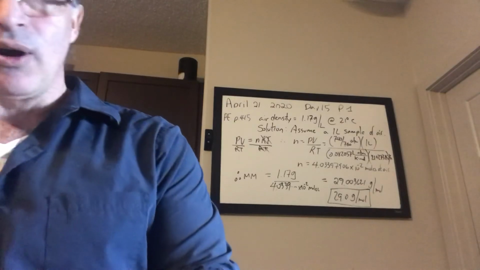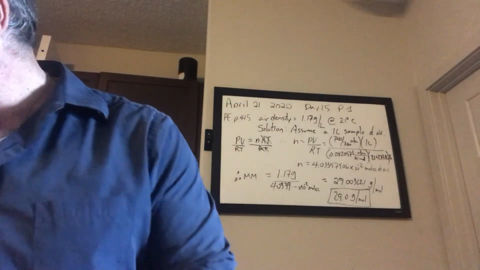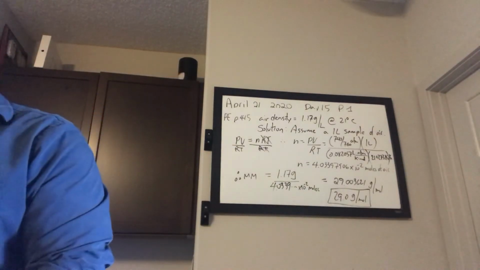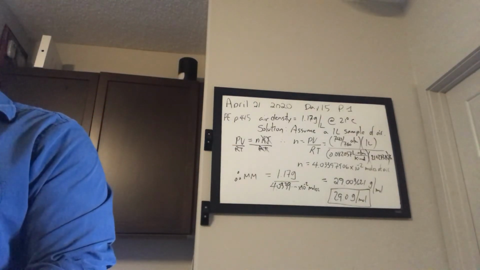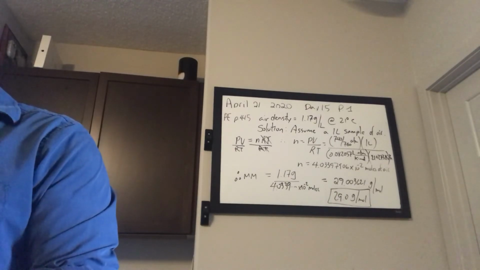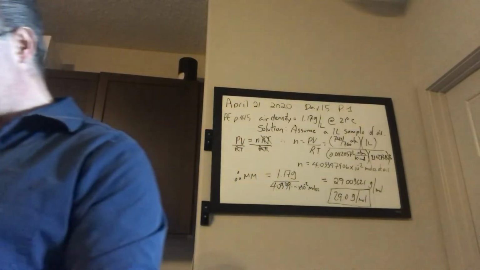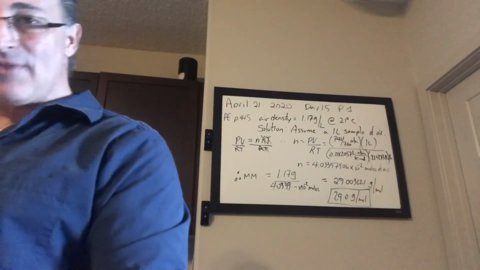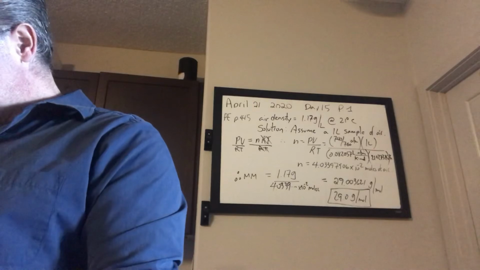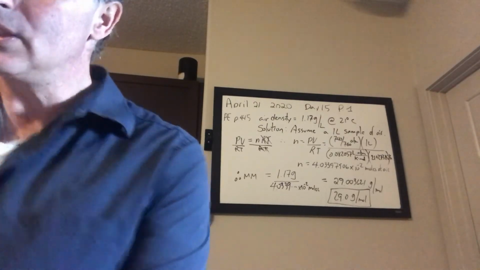So let's do one more, and then we'll call it a day. This is on 414. It says the mean molar mass of the atmosphere at the surface of Titan, Saturn's largest moon, is 28.6 grams per mole. The surface temperature is 95 Kelvin. That's pretty cold.